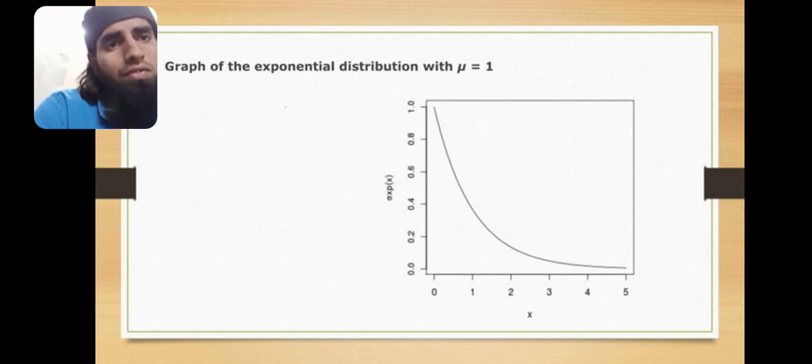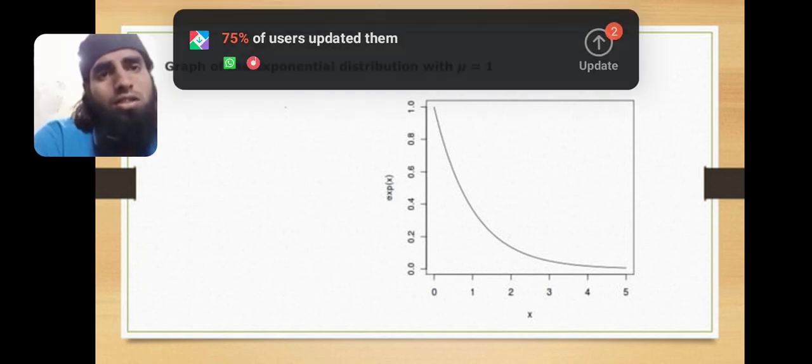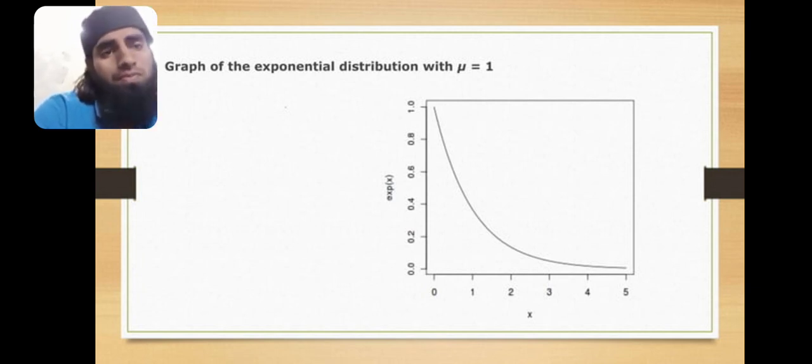Graph of the exponential distribution with mu equal to 1. So here is the graph. First of all, we take 0, 1, 2, 3, 4, 5 on the x-axis, and on the y-axis we take points 0.0, 0.2, 0.4, 0.6, 0.8, 1.0. So now we are graphing: at 0 the value is 1.0, at 1 it is about 0.8, at 2 about 0.2, and at 3 and 4 the values become very small.